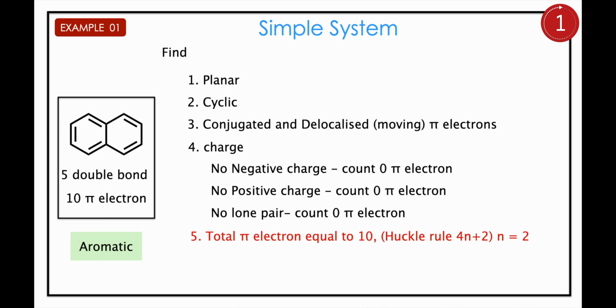Then we will learn by example. First one is a simple system, naphthalene. Naphthalene is fused benzene, totally 5 double bonds, that is 10 pi electrons. It is definitely planar. All carbons are sp2 hybridized. It is cyclic, conjugated. It has moving pi electrons. There is no charge, no lone pair, so no issue of pi electrons. So total pi electrons are 10. According to Huckel rule, 4n+2 pi electrons where n equals 2. So naphthalene is aromatic. In this way you can find whether any compound is aromatic or not.